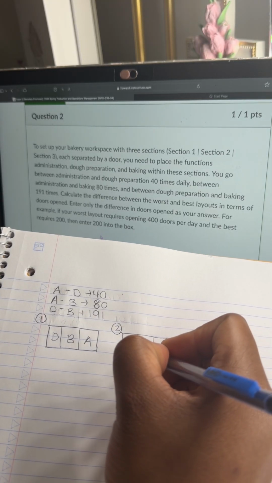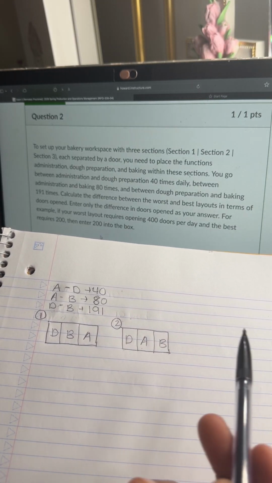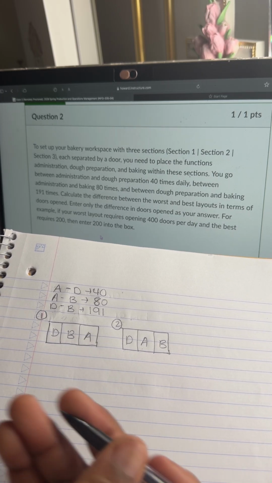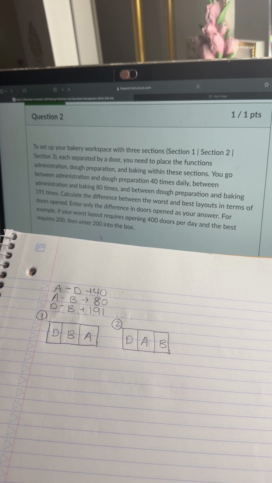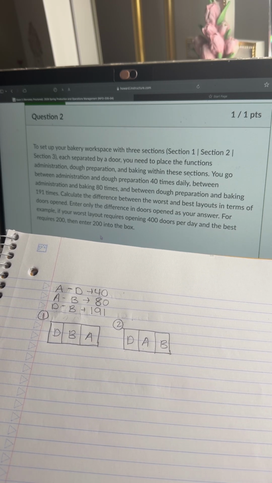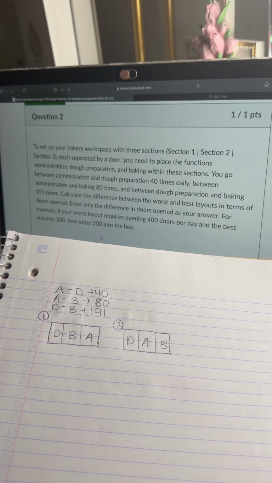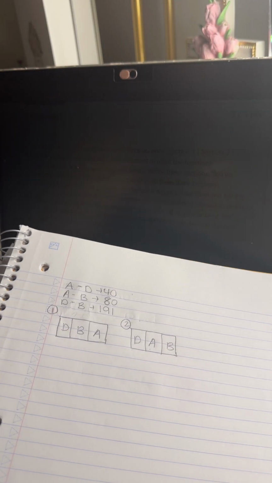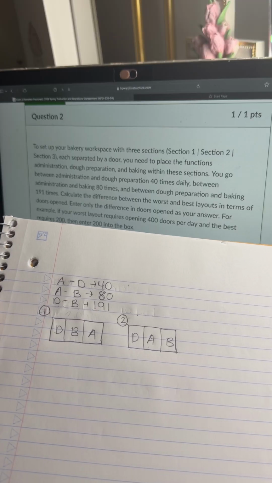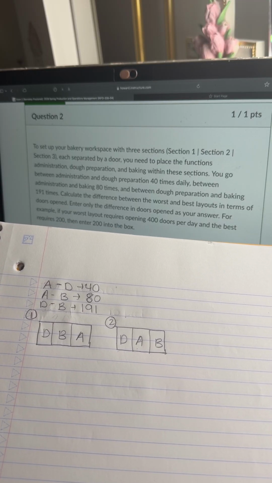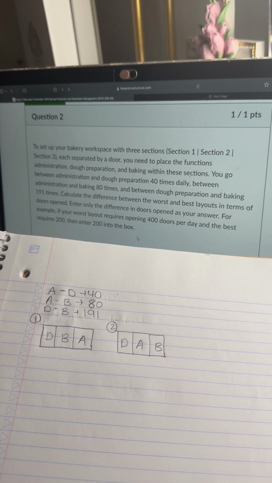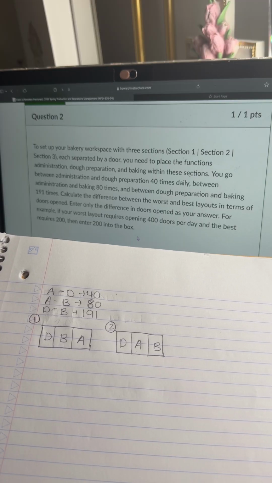So using the same example, and then I just put the A right there. So using the example, let's say you go to the bathroom 191 times, but your bathroom is literally always on the 3rd floor of the house, and you live in the basement. That's very annoying. You know what I'm saying? So just kind of think of it in that sense.